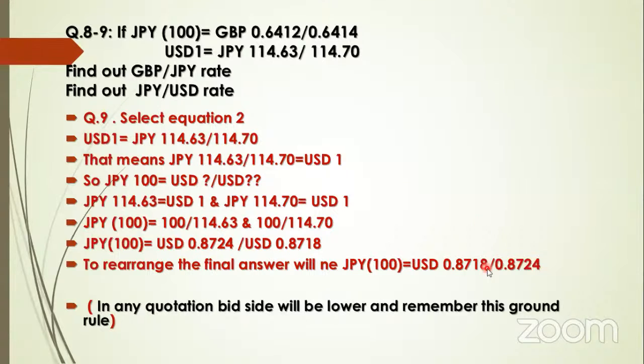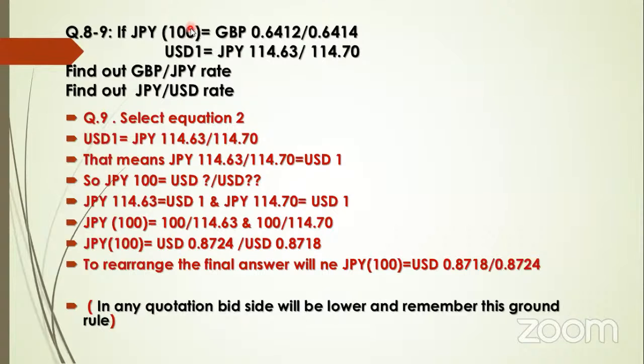Boss, there are two equations and two questions. What is question number 1? What is pound sterling versus JPY? The pound sterling should come on the left-hand side as the base currency. The JPY should come as the varying currency. Here Japanese yen 100 is fixed, and the GBP keeps on varying. You call it direct. This is a direct quote.